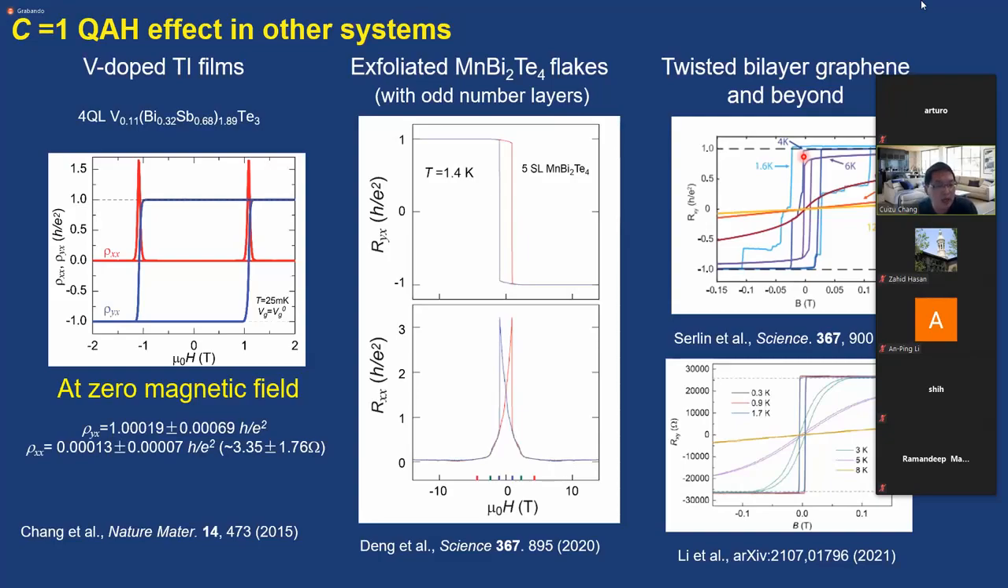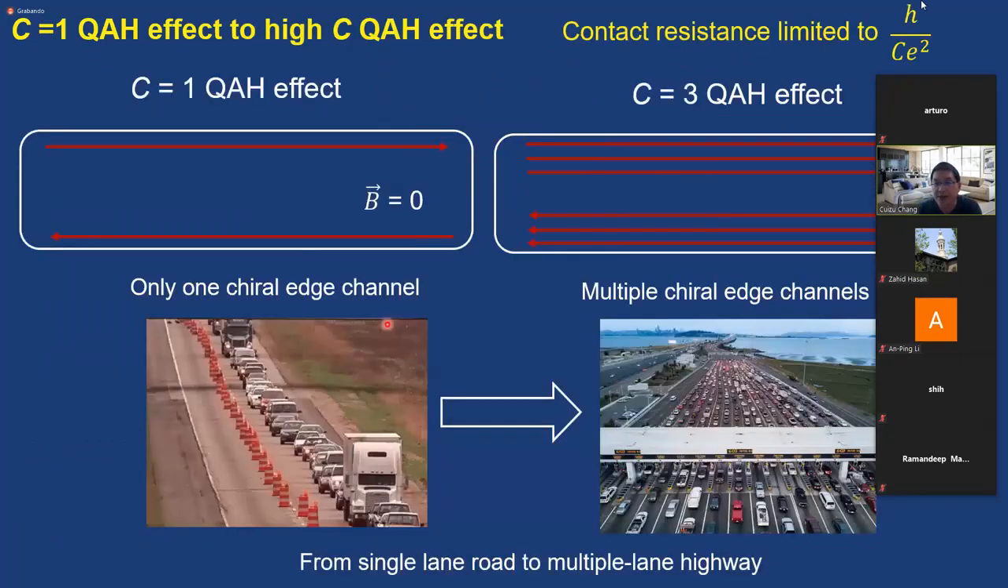In the quantum anomalous Hall effect, as I just told you, the chiral edge state is dissipationless. But when you put a normal contact on the quantum anomalous Hall insulator and take a measurement, there is still contact resistance, and the contact resistance is usually h over C e squared, where C is the Chern number. So to reduce the contact resistance, we should increase the number of chiral edge states in the quantum anomalous Hall insulators.